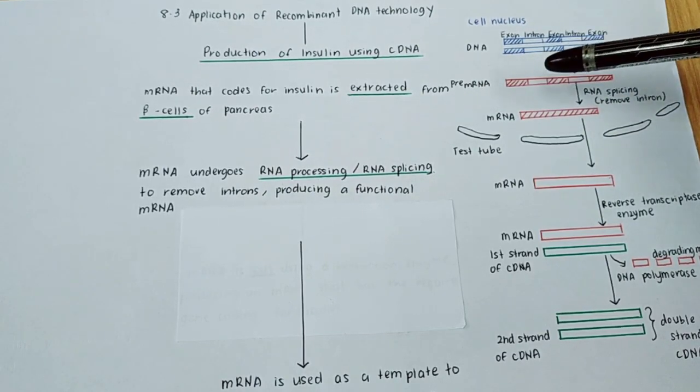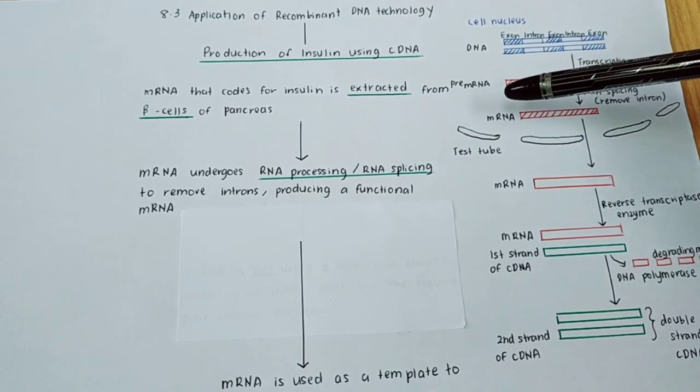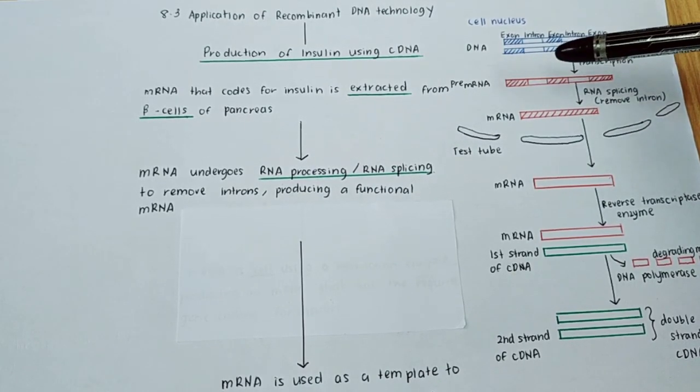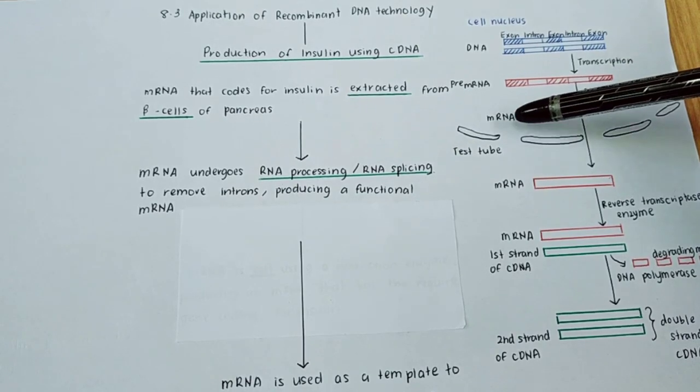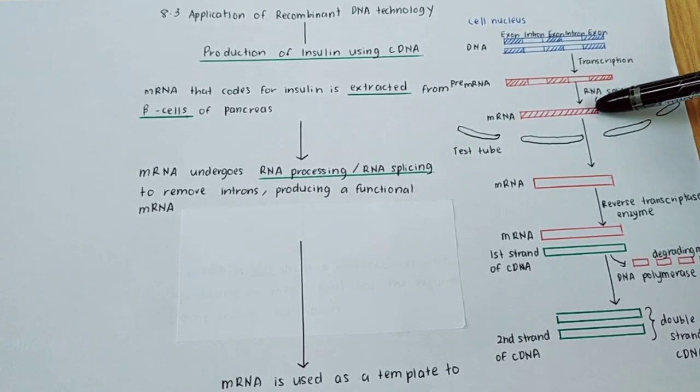So kalau awak tengok dekat sini, dia ada exon and also intron. So, yang kita perlukan hanya exon. Intron tak perlu. So, that's why bila berlaku RNA splicing, it will remove intron. So, once RNA splicing has occurred, it will produce functional mRNA that consists only of exon.